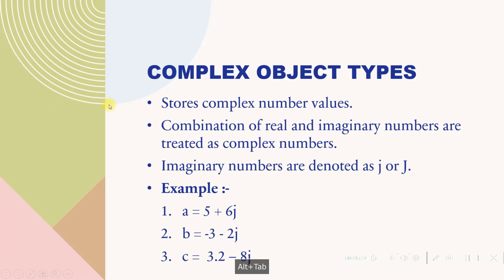Okay. So these are the three different types of numeric object types in Python.